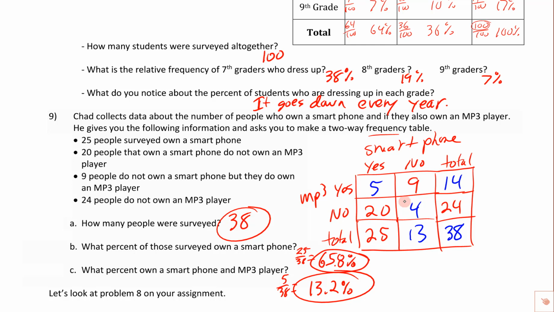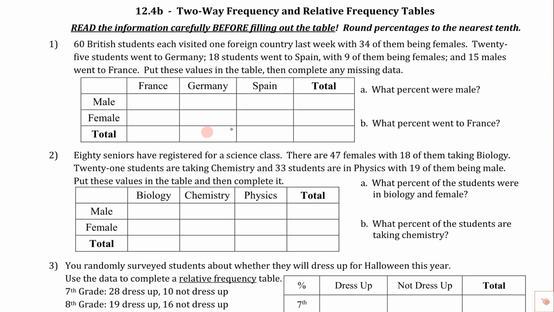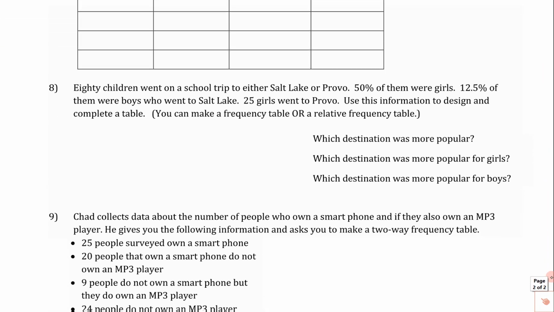Now we're going to take a look at number 8 from your assignment. So I've got 12.4b up here, two-way frequency and relative frequency tables. Please make sure you read the information carefully before you fill out the table. And on a couple of these problems, we're actually going to have to make the chart itself, make the table itself. So you want to make sure that you think about it and make sure that you're doing it right before you start just blindly putting stuff in. And then make sure you answer the questions on each problem. So we're going to flip over to the other side and we're going to take a look at number 8.